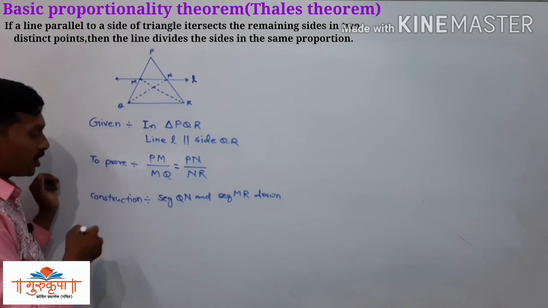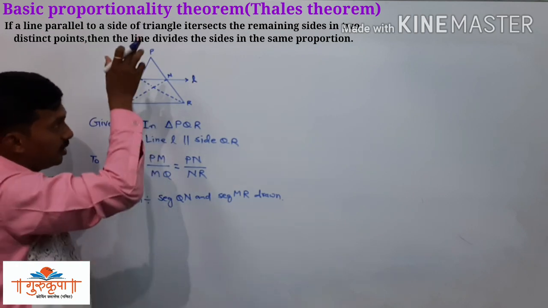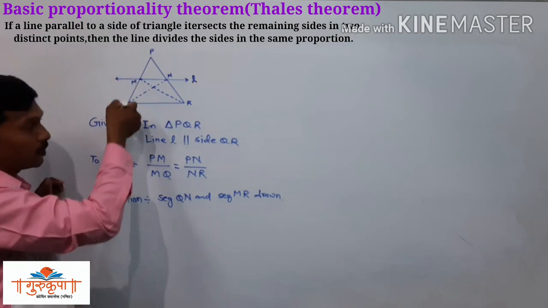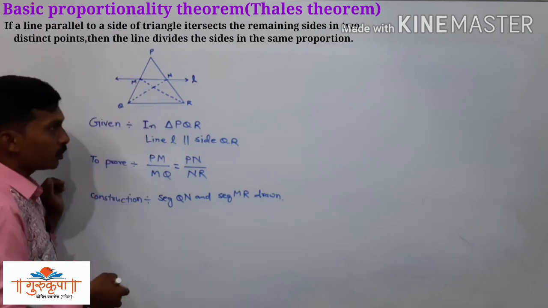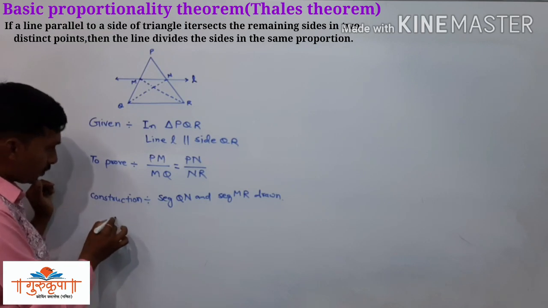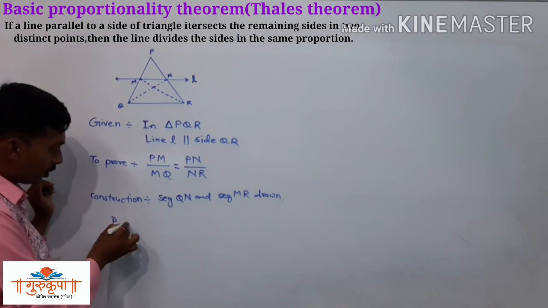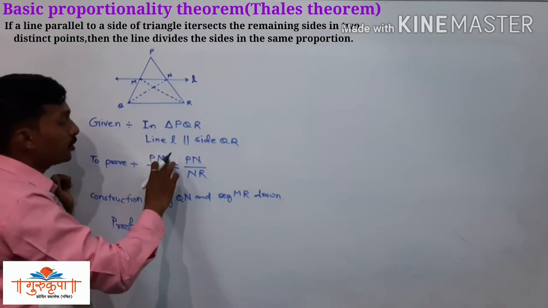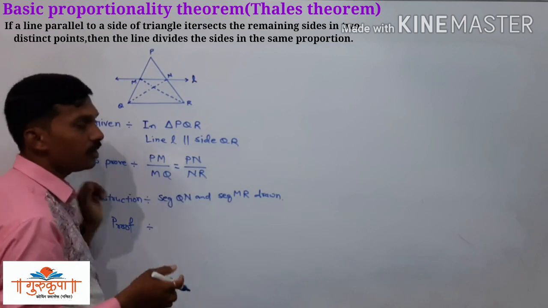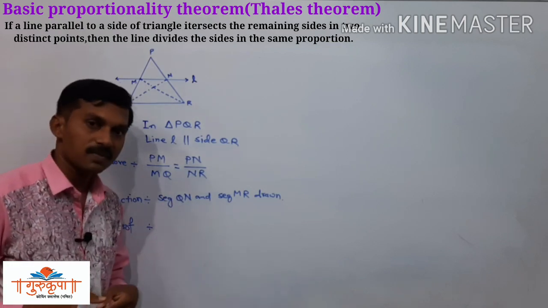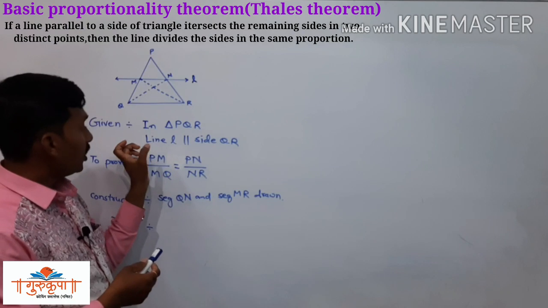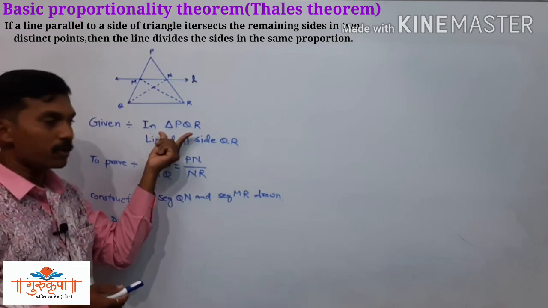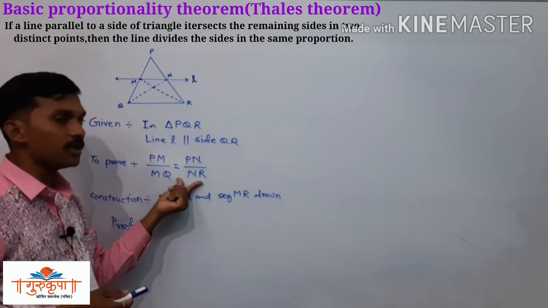And now last step, that is the important step, where we have to write the proof. And here we will write the proof. Last step, proof. Now how to prove that PM upon QM is equal to PN upon RN? Generally here we have given from where we have to begin. From here we have to begin and here we have to reach.